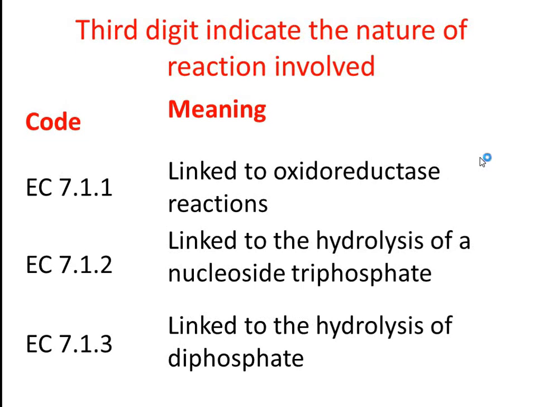The third digit further indicates the nature of reactions involved. For example, in case of translocation of hydrons, the third digit 1 indicates these are the reactions which are linked to the oxidoreductase reactions. The third digit 2 indicates these are the reactions which are linked to the hydrolysis of a nucleoside triphosphate, and the third digit 3 indicates these are the reactions which are linked with the hydrolysis of diphosphate.